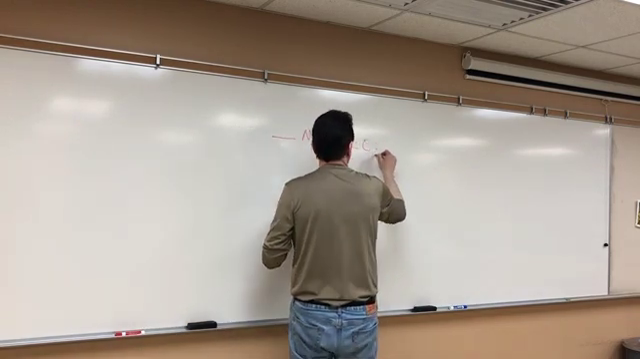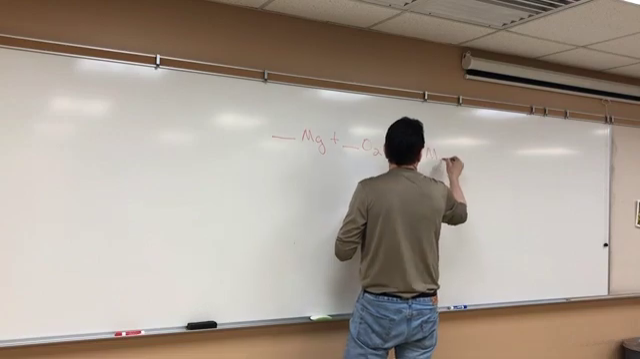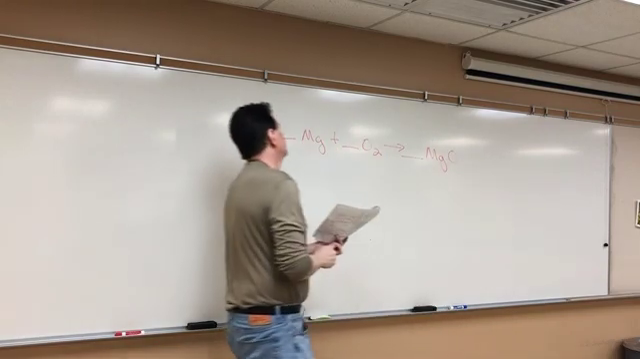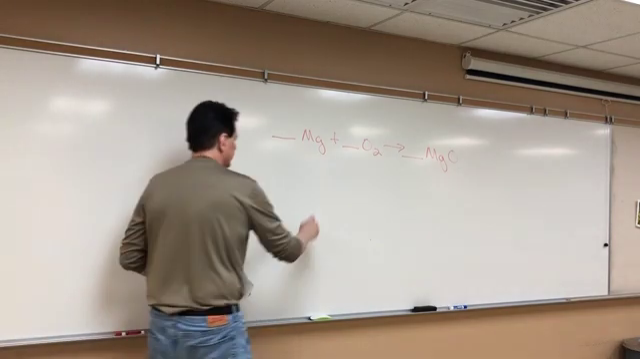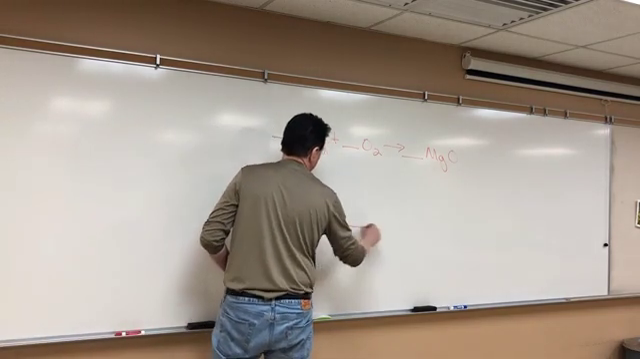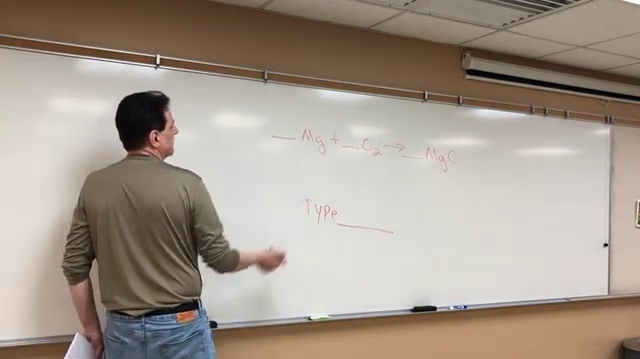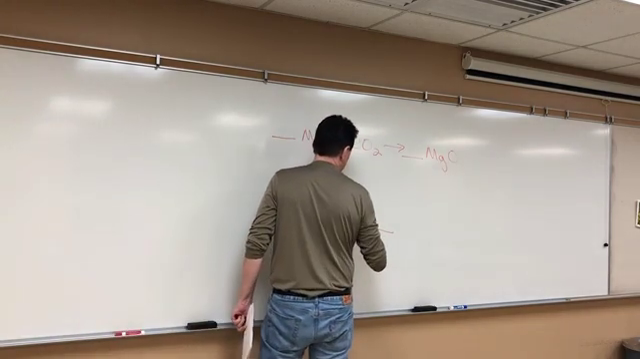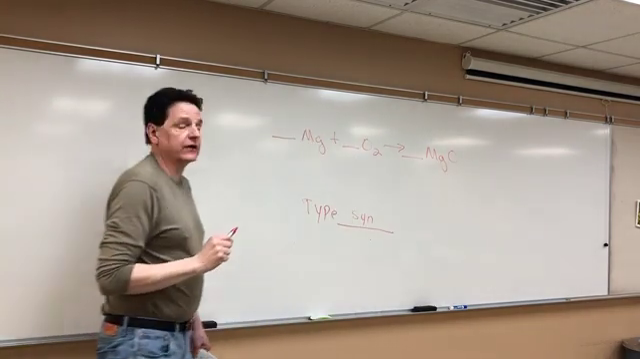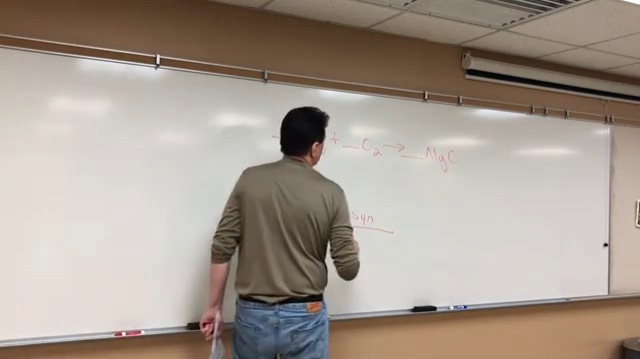Mg plus O2 to MgO. In this reaction, first we're going to type it, and our type, again, go back to that PowerPoint. A plus B makes AB. That is a synthesis reaction.